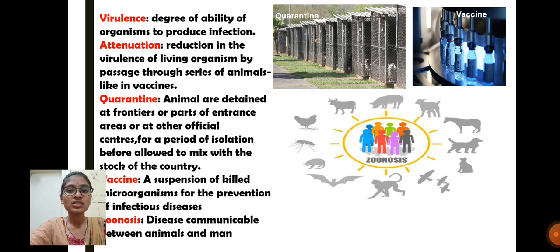Attenuation: it is a reduction in the virulence of a living organism by passage through a series of animals, like in vaccines. Quarantine: animals are detained at frontiers or ports of entrance or at other official centers for a period of isolation before being allowed to mix with the stock of the country. That is called quarantine, as we have seen in coronavirus. Vaccine: a vaccine is a suspension of killed microorganisms for the prevention of infectious diseases by introduction of a less virulent organism. Zoonosis: zoonosis is a disease communicable between animals and men.